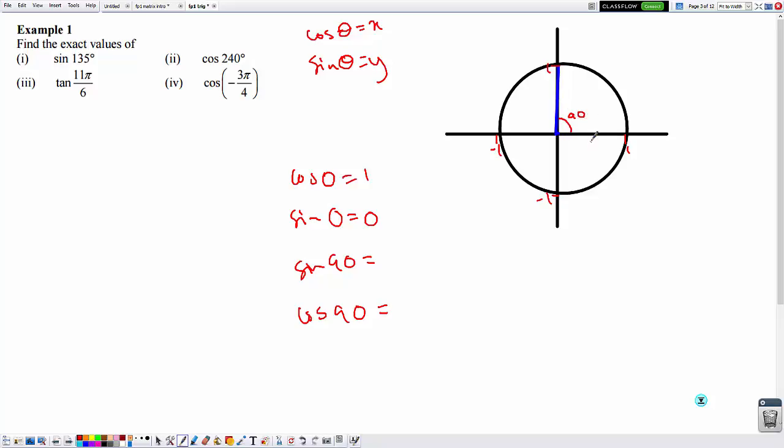So what's my sine, what's my cos of 90? Well, remember, sine is my y. So what's my y here? Well, it's just 1. Cos is my x, so it's just simply 0. Let's do a different one. Let's pick a different angle. Let's pick 180. Let's do cos of 180, sine of 180.